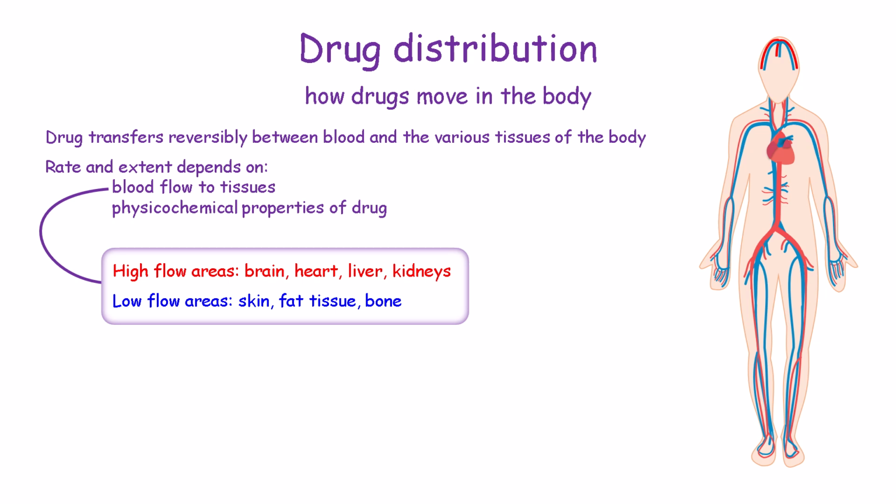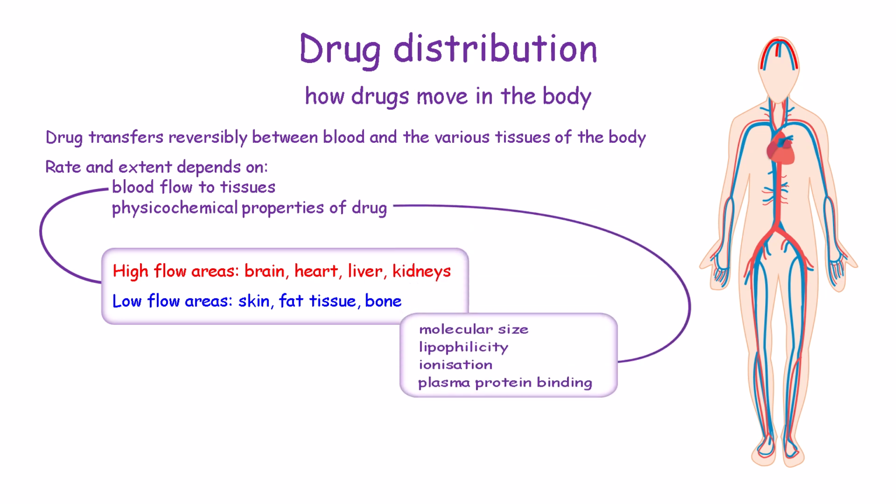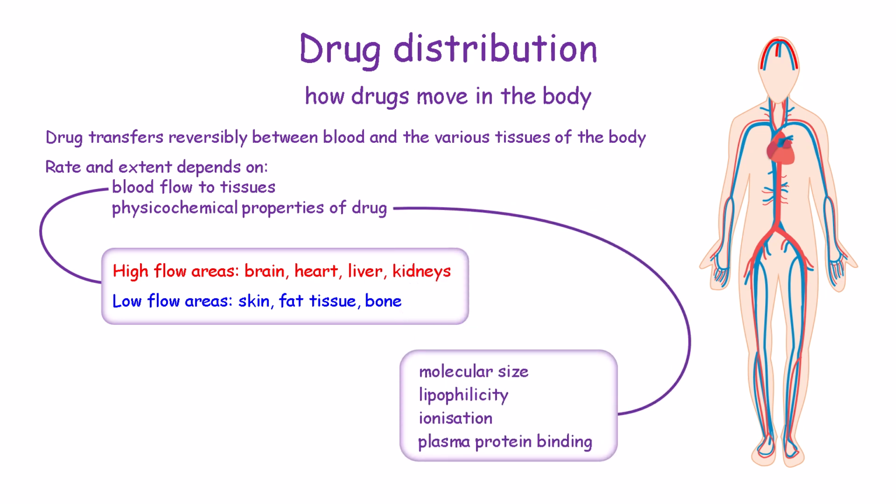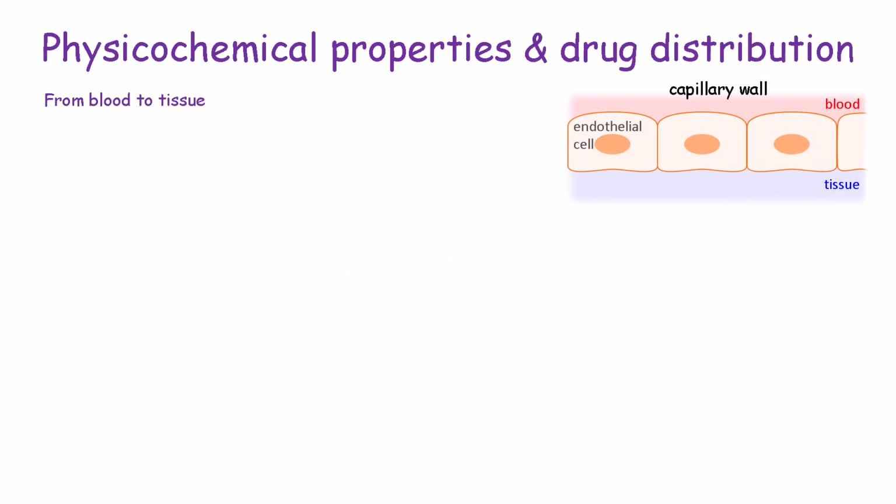The physicochemical properties of a drug that influence where it goes and how widely it spreads are its molecular size, its lipophilicity, its state of ionization at physiological pH, and the extent to which it binds to proteins in blood plasma. To reach tissues, a drug must cross the capillary wall, which is formed by a monolayer of endothelial cells. Drugs can pass between cells, known as the paracellular route, or through cells, known as the transcellular route.